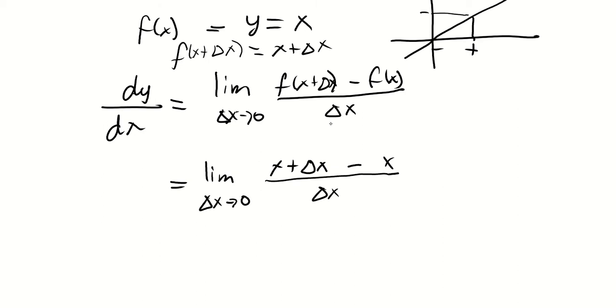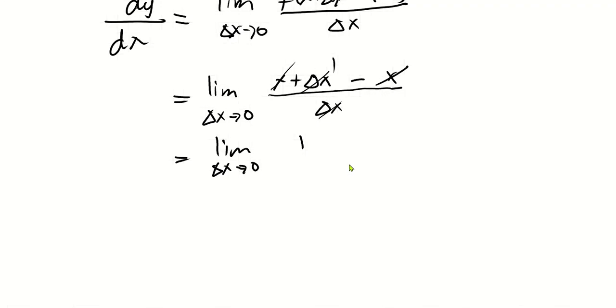So we can simplify this one. x minus x will cancel out. Then delta x divided by delta x is equal to 1. So this will be the limit of 1 as delta x approaches 0. If we apply the property of limits, the limit of a constant is equal to the constant. So this is just equal to 1. So the derivative of y equals x, the derivative of x with respect to x, is equal to 1. It may also make sense because dx divided by dx is equal to 1.